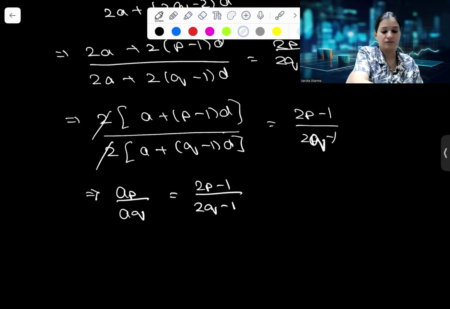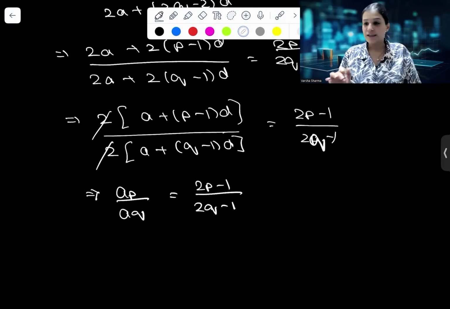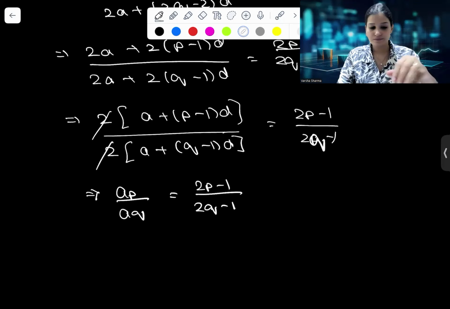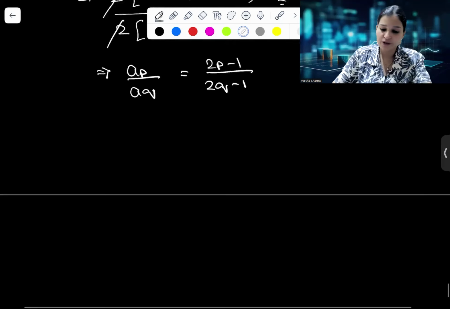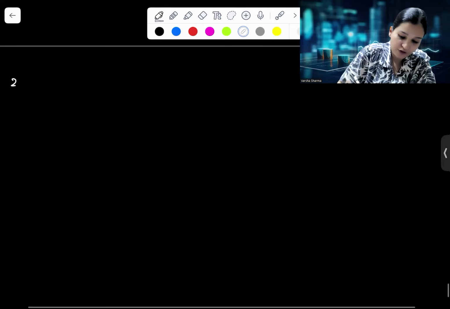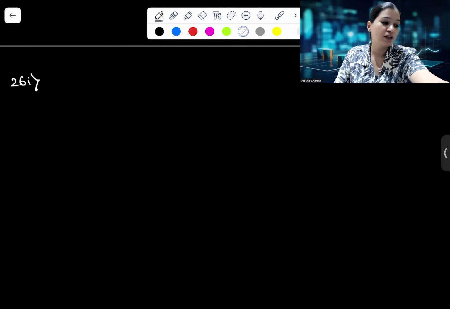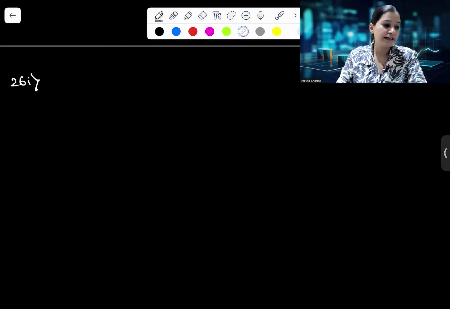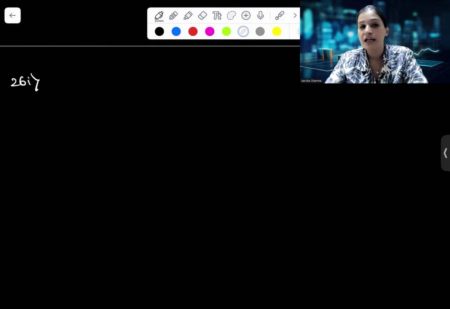Any doubt? No, ma'am. Done, everybody? Yes, ma'am. Let's move to the next question, the 26th first one. If a plus b plus c is not equal to 0 and these three terms are given in AP, prove that 1 upon a, 1 upon b and 1 upon c are also in AP. How do we prove that three terms are in AP?